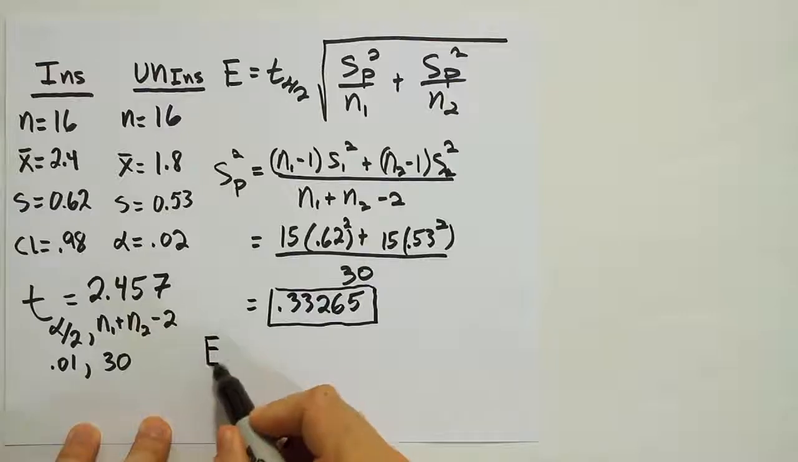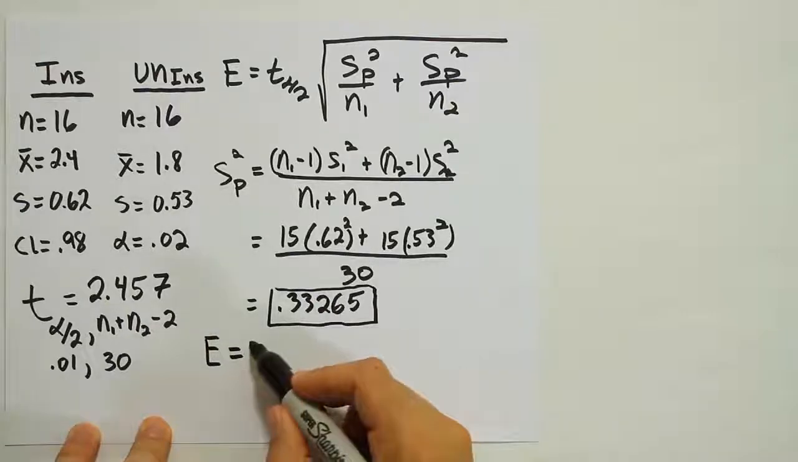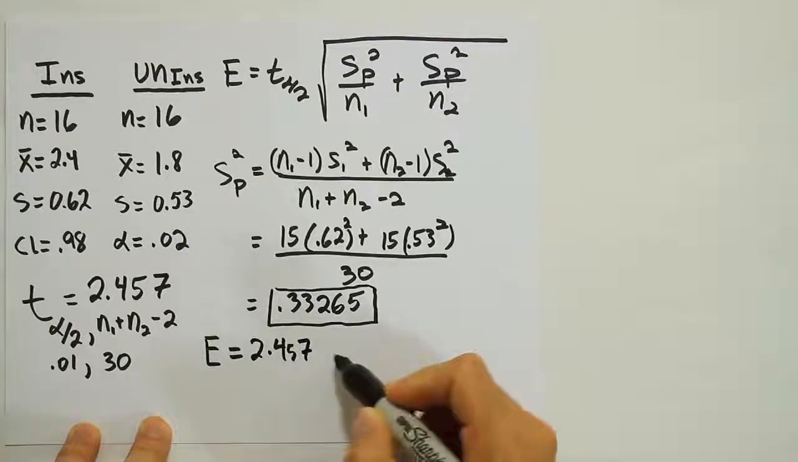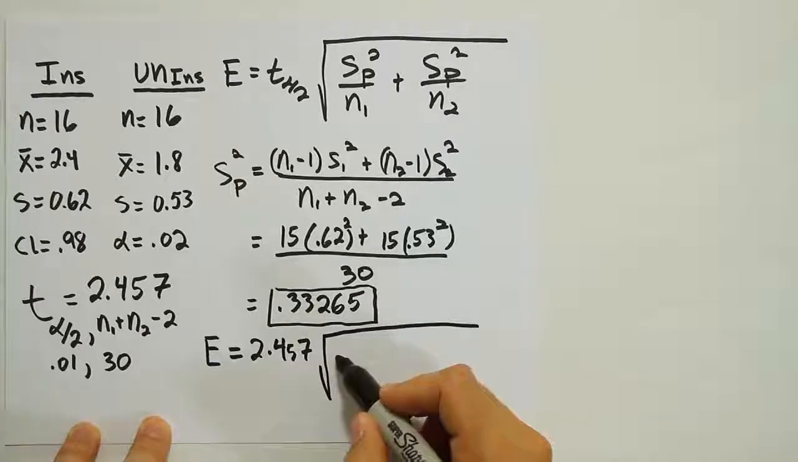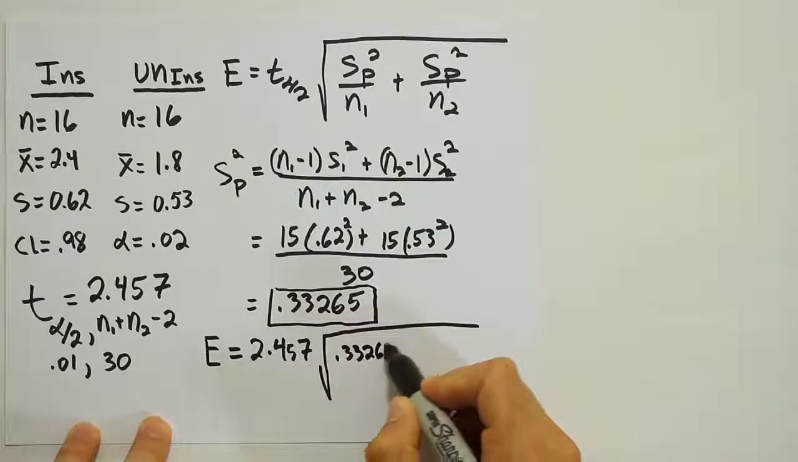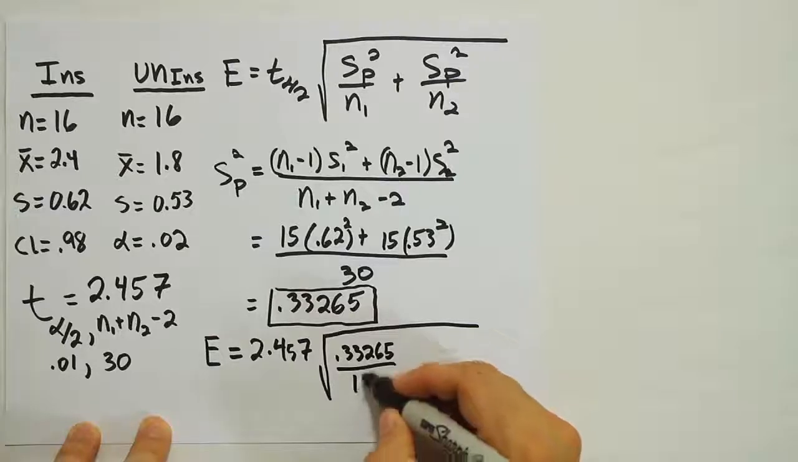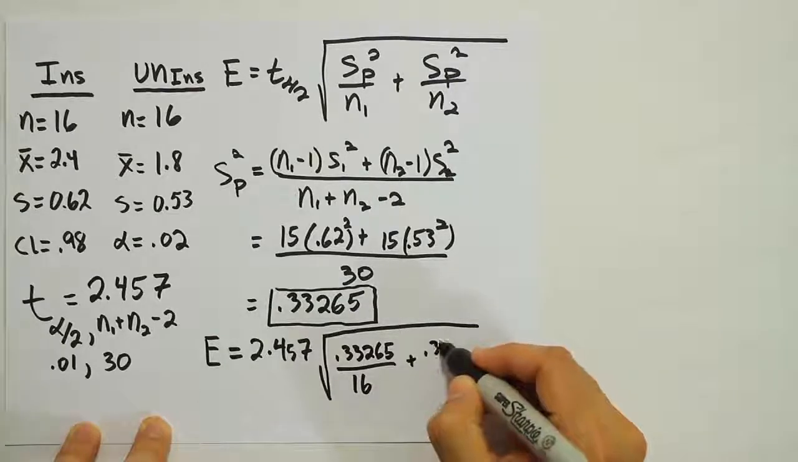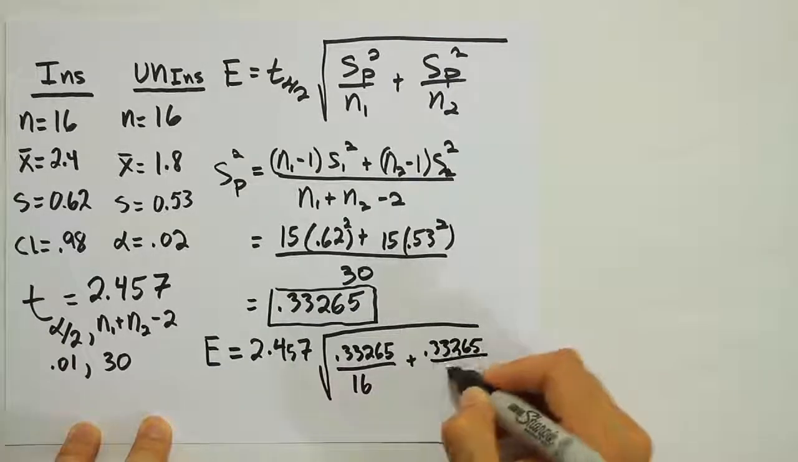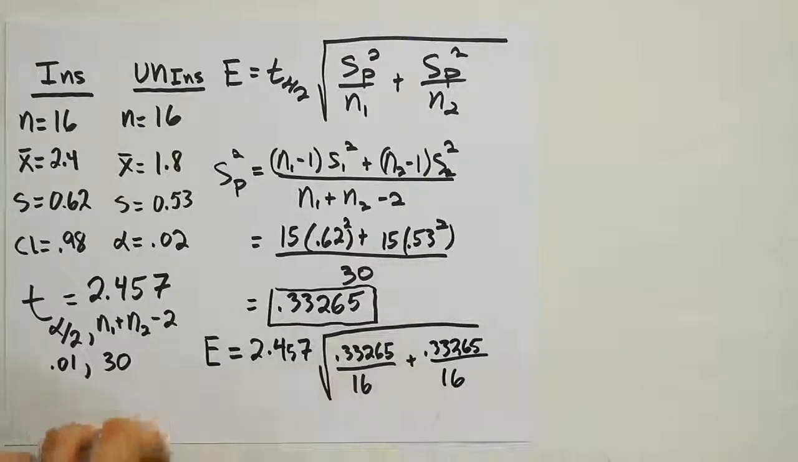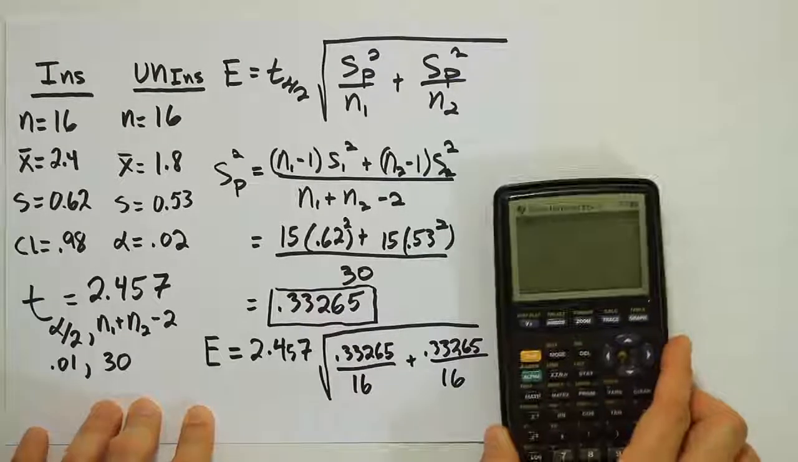All right, so the margin of error is going to be our table value, 2.457 times the square root of 0.33265 divided by 16 plus 0.33265 divided by 16. Of course, you could have just said 2 times that fraction since they do have the same denominators here. All right, now let's take that and plug it into our calculator.